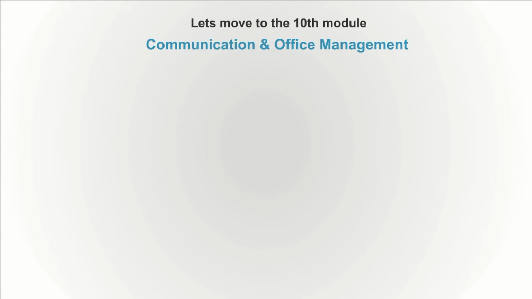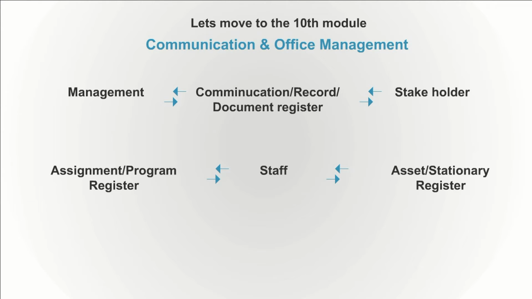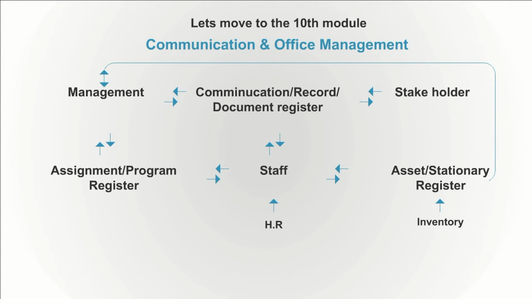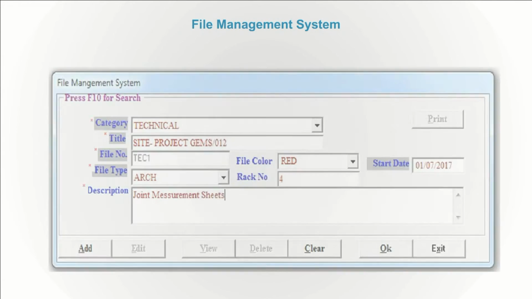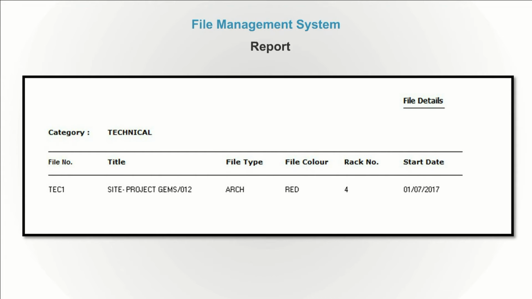Let's move to the 10th module of Communication and Office Management. This is the flowchart of Communication and Office Management. The communication from management, stakeholder, staff, are recorded in the document register, along with the assignments and assets. This is the entry screen of File Management, and this is the report.